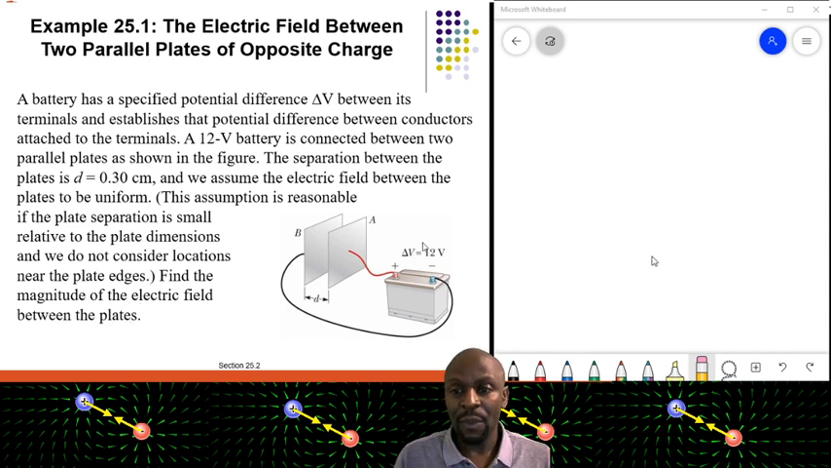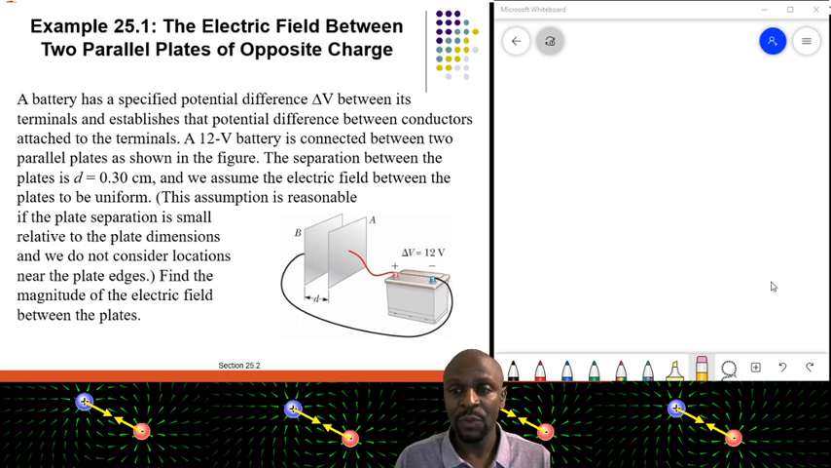What I want to emphasize again here is that this is not just the potential. Why is that the case? Because the positive terminal and negative terminal are not at the same potential. Therefore, this is the change in potential of this battery, which is given as 12 volts.